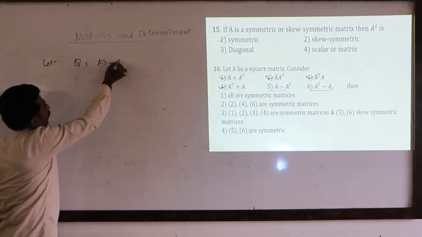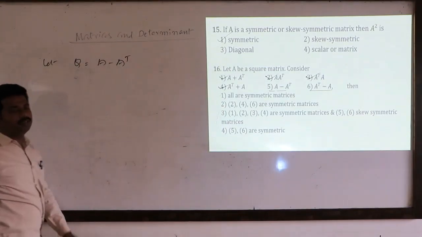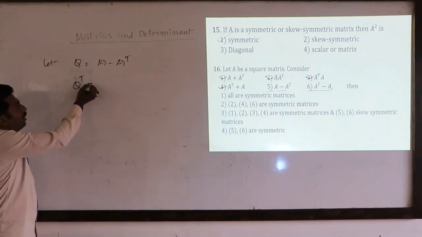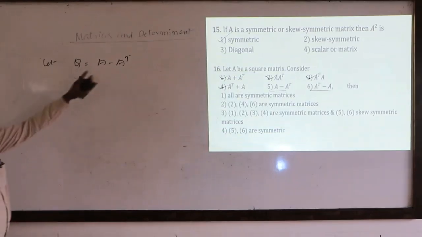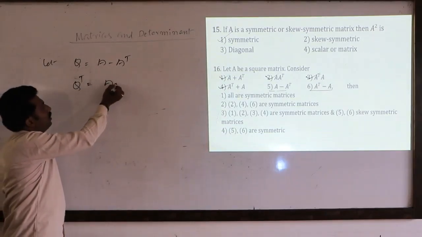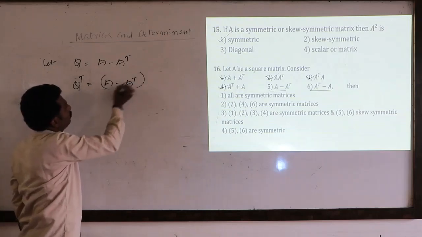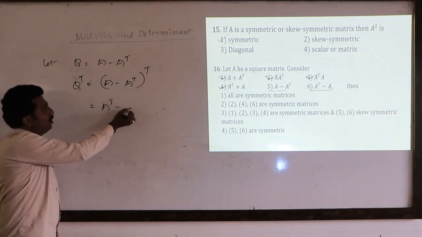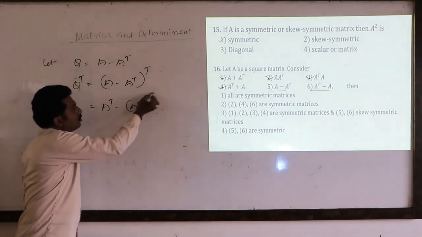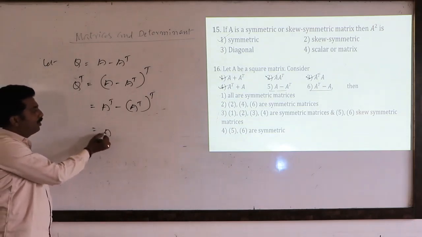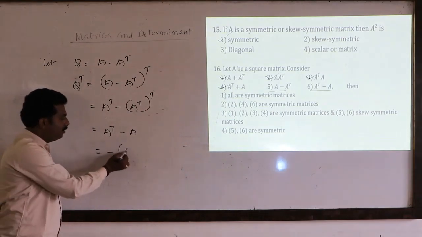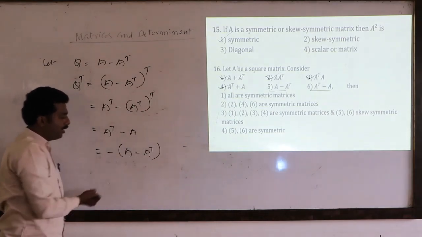For that purpose, suppose Q equal to A minus A transpose. To verify symmetric or not, we have to calculate the transpose. So taking transpose on both sides, Q transpose equals A minus A transpose whole transpose. Again, how to write? A transpose minus A transpose whole transpose, so A transpose minus A. If I take minus common, this is minus of A minus A transpose.